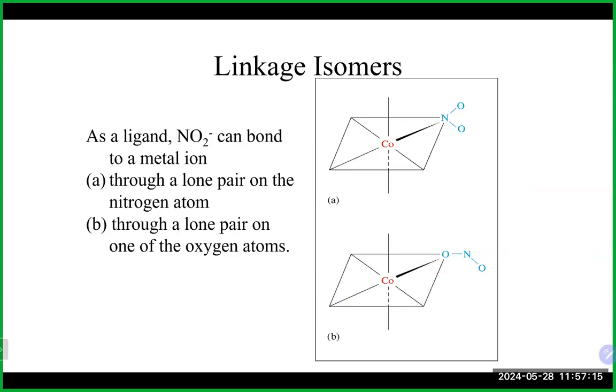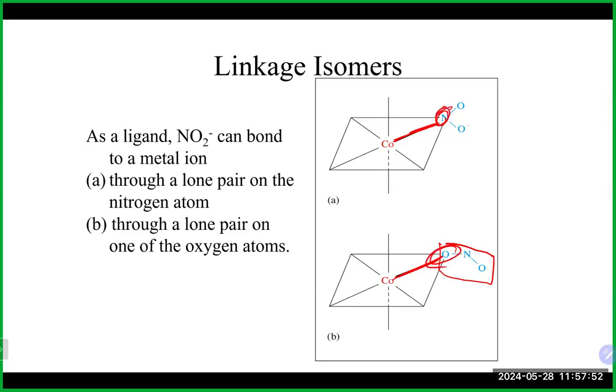Now, a linkage isomer is when a ligand has the ability to attach via different elements. Not that it will attach with both elements at once, but here, if we look at NO2 minus, which is a monodentate ligand, in the first case, it is the nitrogen that is attaching to the metal. While in the second case, it is still the nitrite that is our ligand, but it's going to attach via the oxygen.